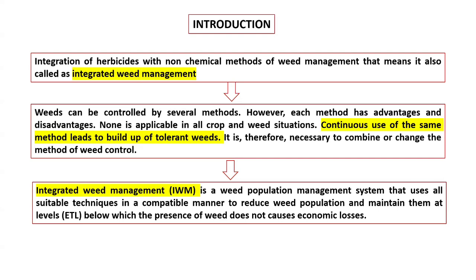How to manage the weed population? It is a weed population management system that combines lots of methods together to maintain the weed population below the economic threshold level. Economic threshold level means the level or population that does not create any harmful effect or economic losses. So we always keep in mind that the population will be below the economic threshold level.